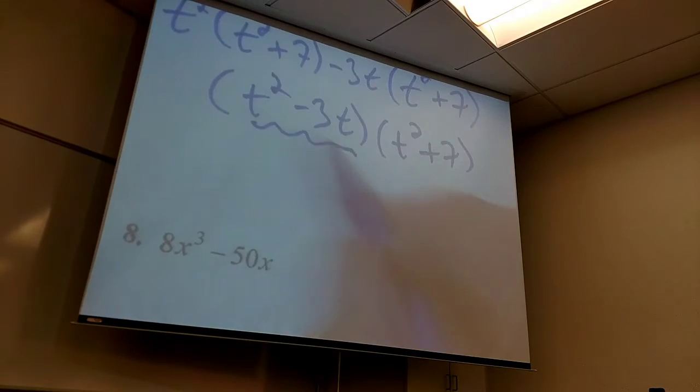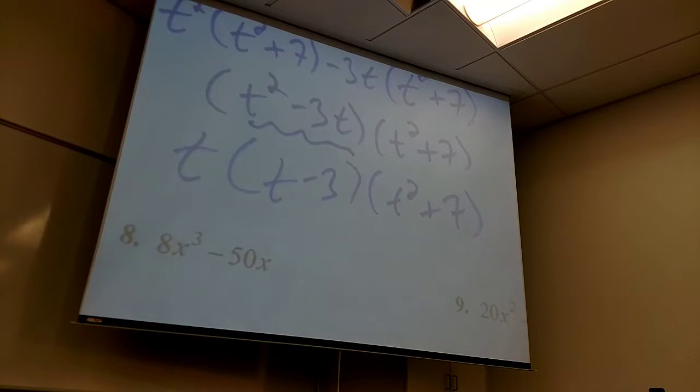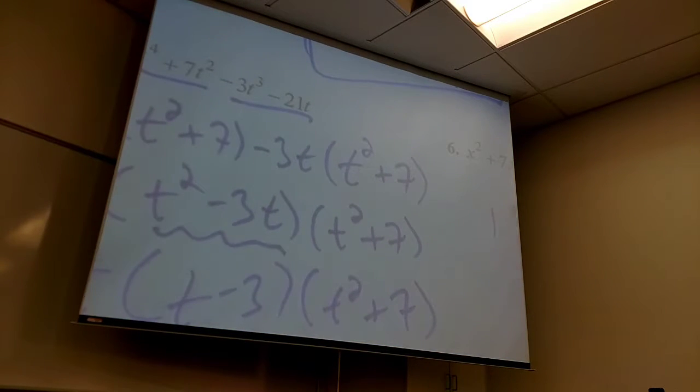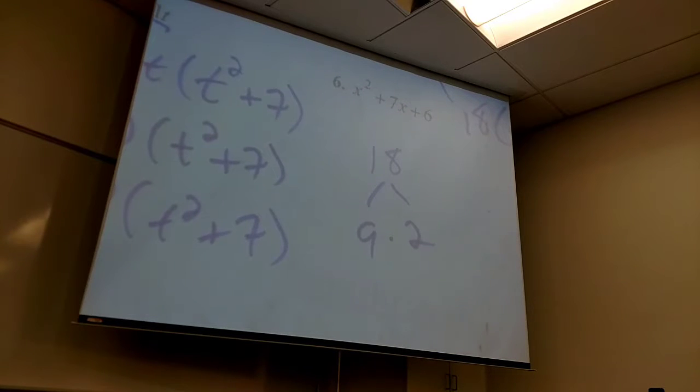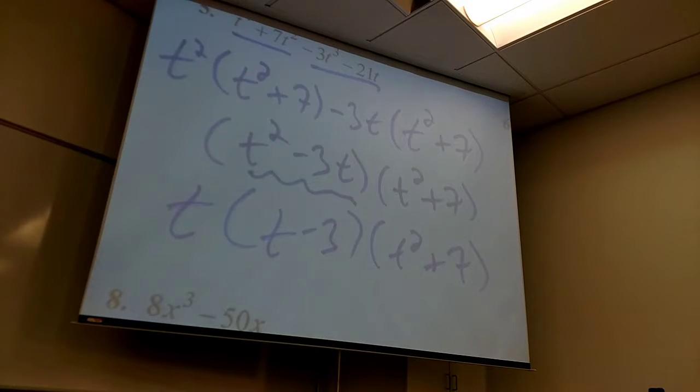So what comes out of here? T. So then I'm left with t minus 3, and this one is just coming along for the ride. It's exactly the same mistake as if I said factor 18, and you said 18 is 9 times 2 and you stopped. Well, 9 can go further. How we doing so far? Any questions on that one there? Is that all right?